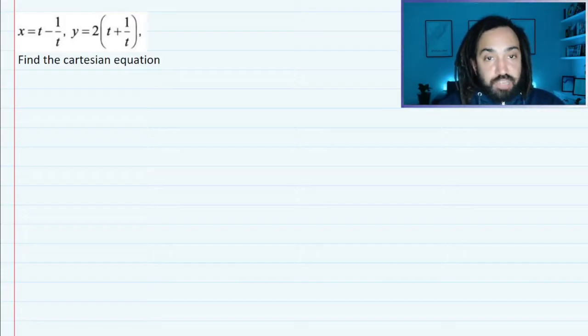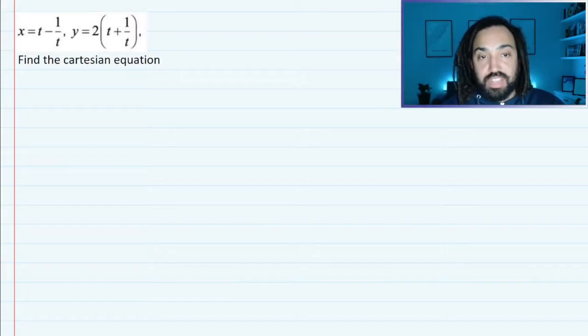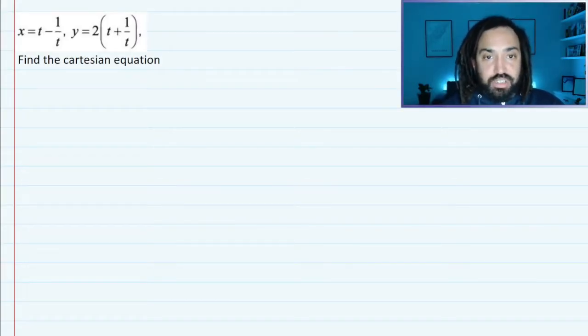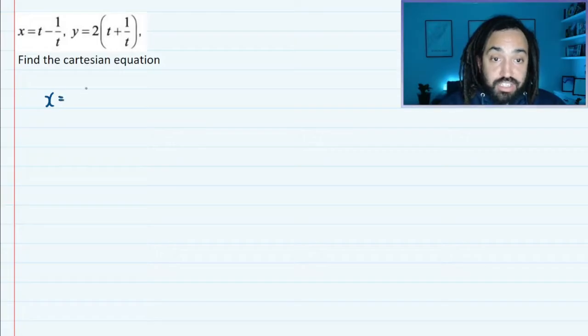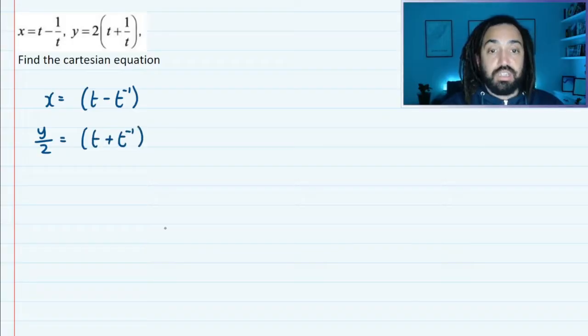Now this looks quite tricky because we've got t occurring twice in both the x and the y, and it's not quite so obvious as to how you're going to cancel out the t's. But what I'm going to do is write it out like this. So x is equal to t minus t to the minus 1. And then I'm going to divide both sides by 2 for this equation, so that I just get t plus t to the minus 1, like so.